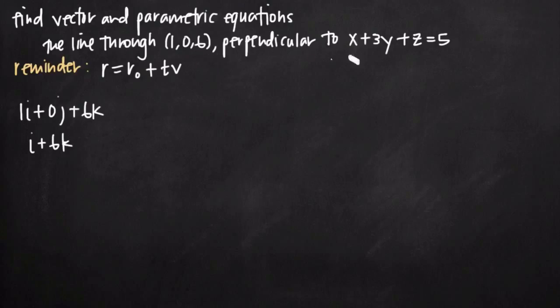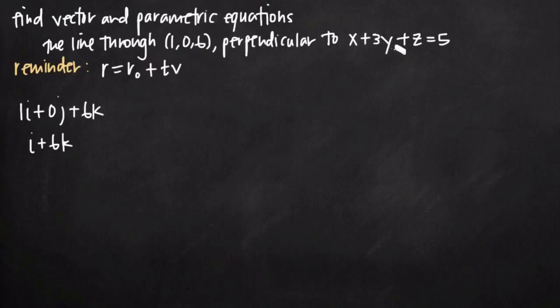We also know that the line is going to be perpendicular to this plane, x + 3y + z = 5. Well, if we have a line that's perpendicular to a plane, what else do we know about that line? Or what other concepts are related to being perpendicular to this plane? Well, remember that we have the concept of a normal line, and a normal line is going to be perpendicular to any plane that we have. We just have to find the associated normal line.